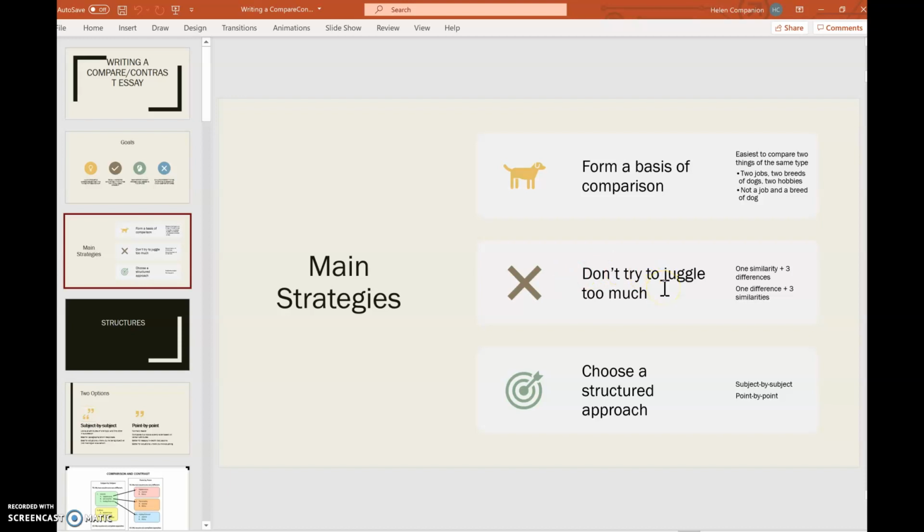Don't try to juggle too much. I see a lot of students try to cover every possible similarity and every possible difference. If you're being insightful, you can go on for pages about similarities and differences. So it's best to focus on one similarity and three differences, or one difference and three similarities. And you'll want to choose a structured approach, either subject by subject or point by point, which we're about to talk about.